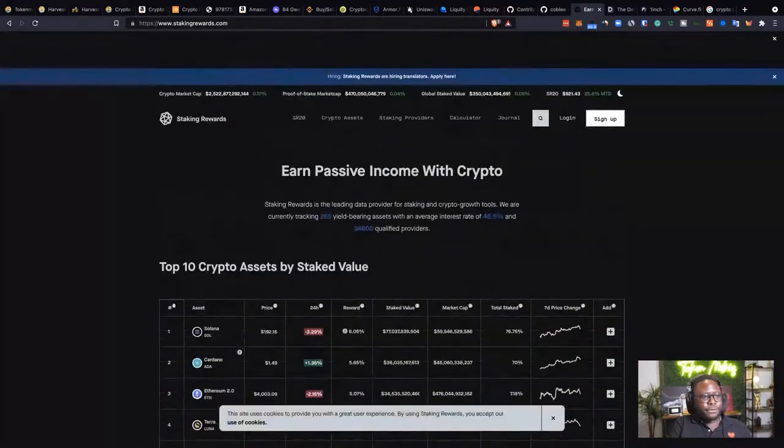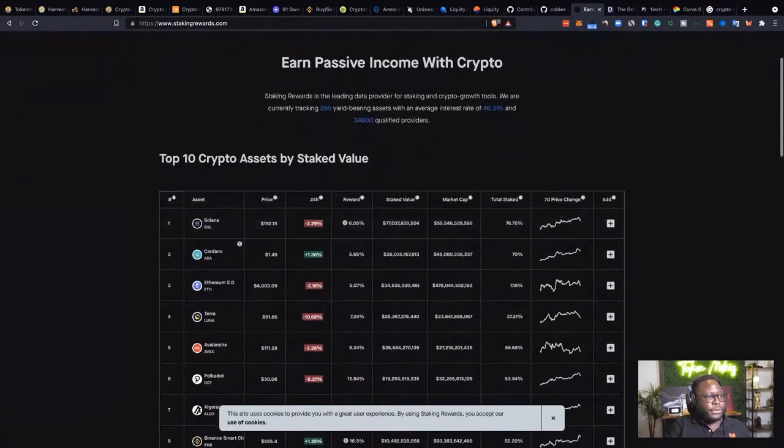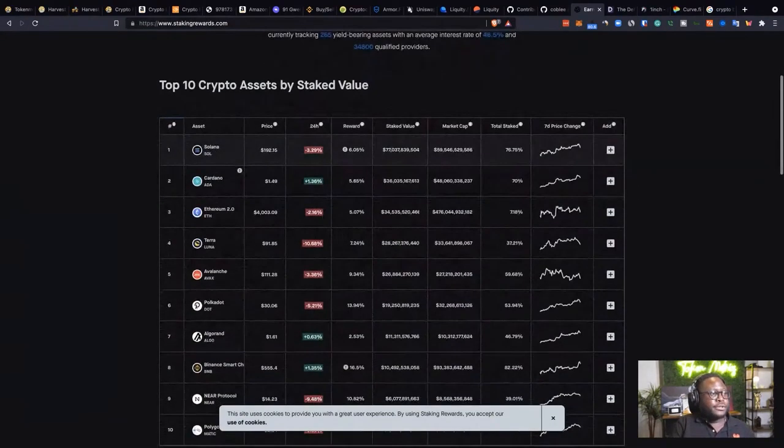this shows you the different rewards you can earn for staking different crypto assets, right? This shows you the top 10 crypto assets by staked value. So right now, wow, surprisingly, it's Solana. Okay, I didn't know this was the case. So Solana has $77 billion staked, and the reward rate, or the APY, is 6.05%. And 76% of all the tokens circulating for Solana are staked.